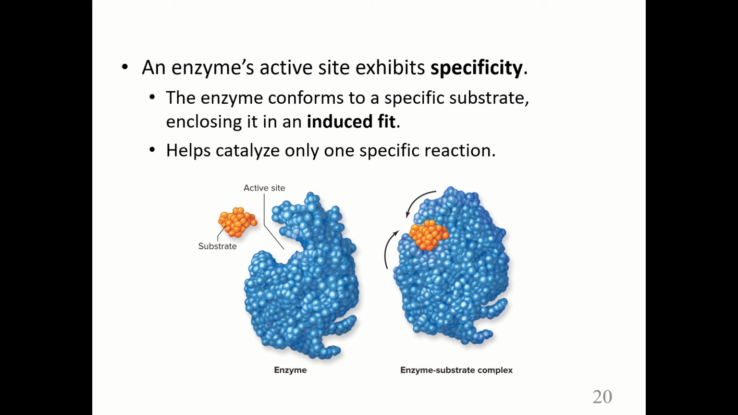An enzyme's active site exhibits specificity. The enzyme conforms to a specific substrate, enclosing it in an induced fit. This helps the enzyme catalyze only one specific reaction. So for every substrate that we need to work on in the metabolic pathways within the body, we must have the appropriate enzyme. This means that there's going to be a lot of enzymes.